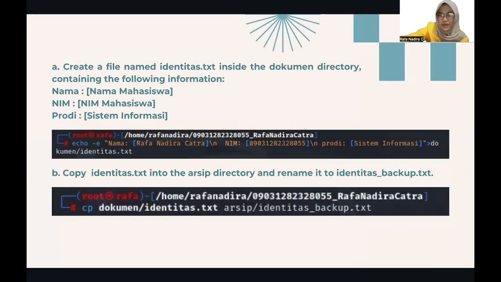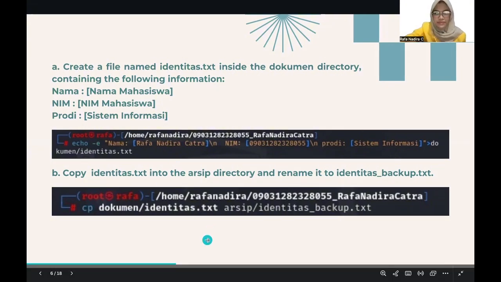Okay, for the question is A, create the file named identitas.txt inside the document directory containing the following informations, nama, name, and prodi. And here I use the echo -e command. So echo -e command is to print the text. So nama, name, and prodi will be printed by using the echo -e command, and \n is for a new line. So if you use the \n, the text will print with a new line formatting. And then this command, the document/identitas.txt, saves the text into the file identitas.txt inside the document directory.